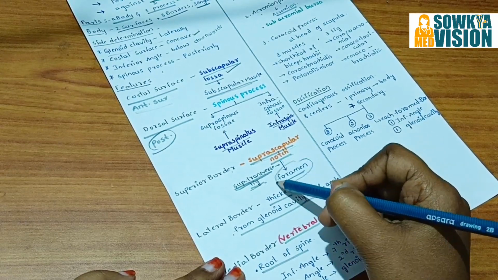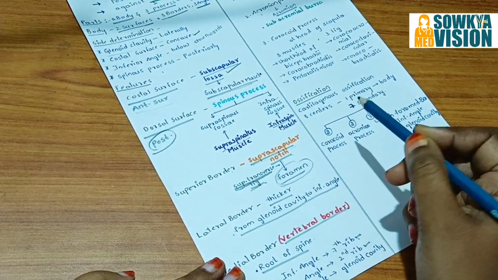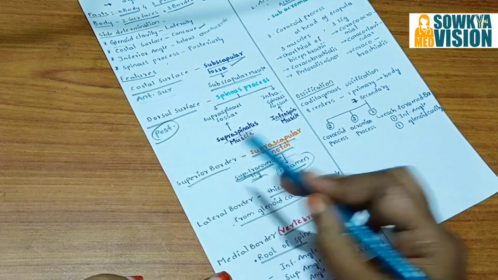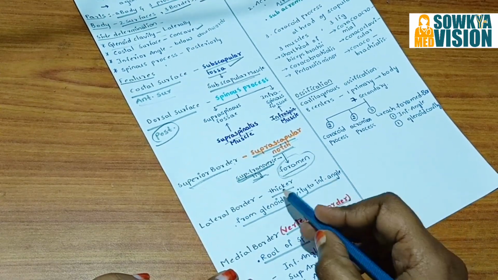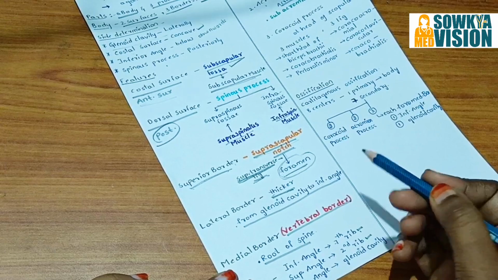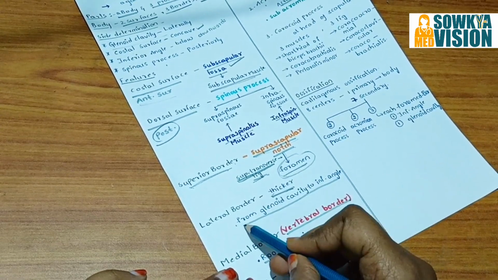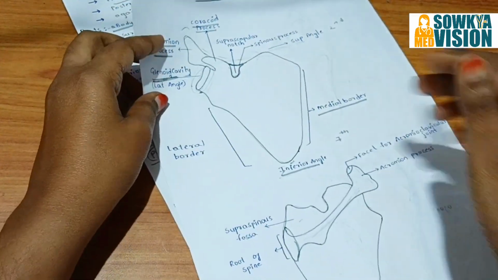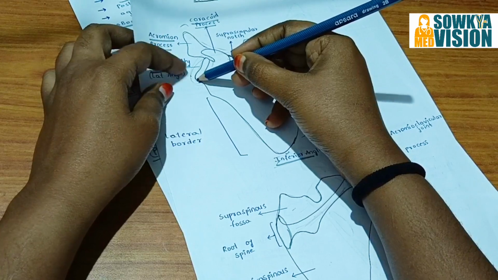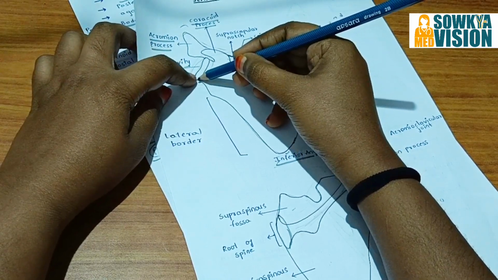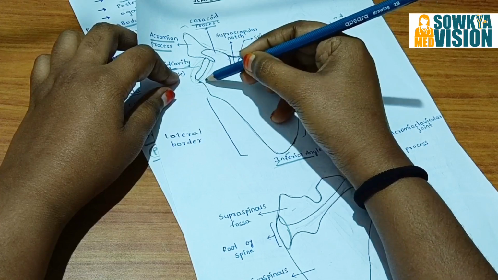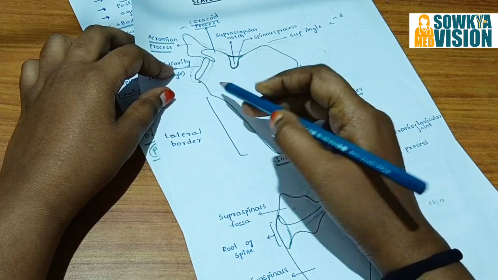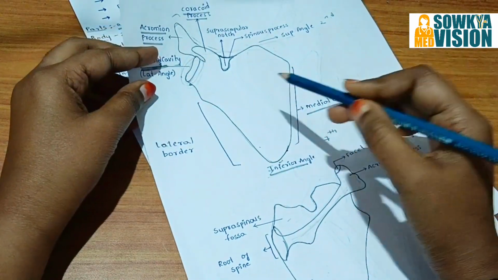Suprascapular notch is formed into foramen by supratransverse ligament. Yes, it is present in the superior border. And now the lateral border. The lateral border is much thicker than the medial and the superior. From the glenoid cavity to the inferior angle, as I said, the lateral border is extending from the glenoid cavity. This is the glenoid cavity, extending from the glenoid cavity to the inferior angle. Yes, this will become the lateral border, which is thicker.